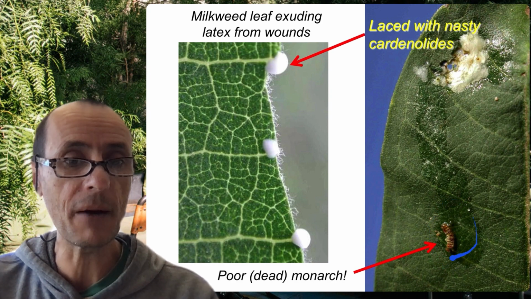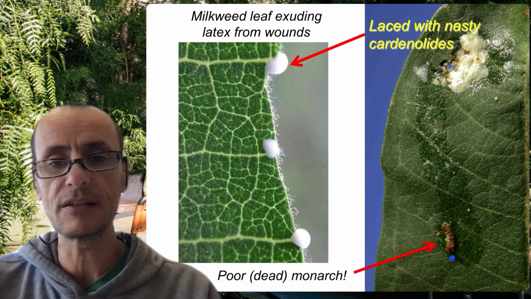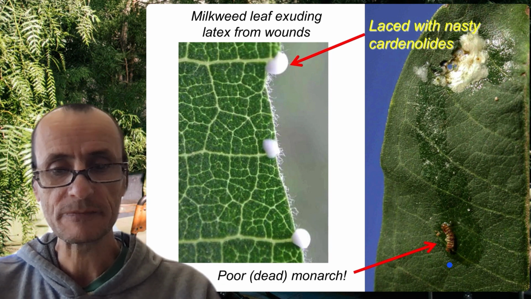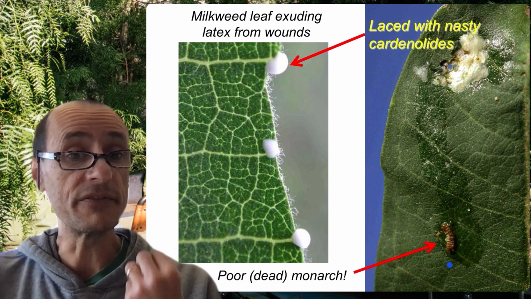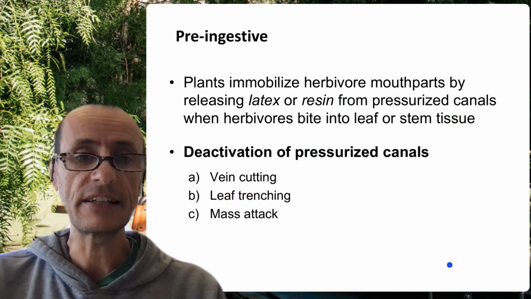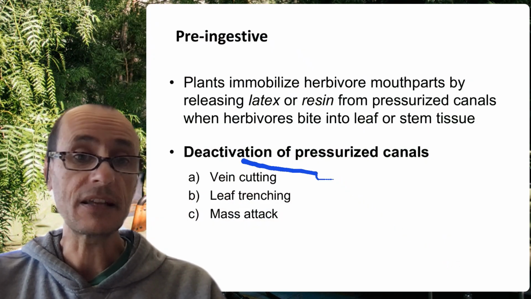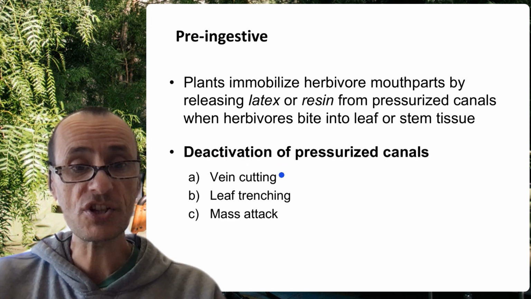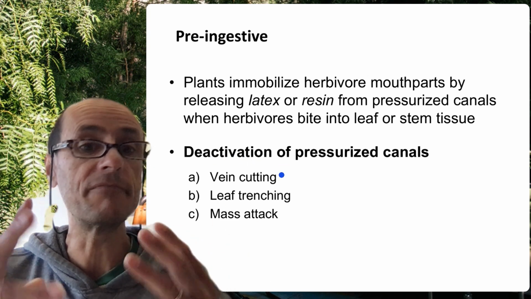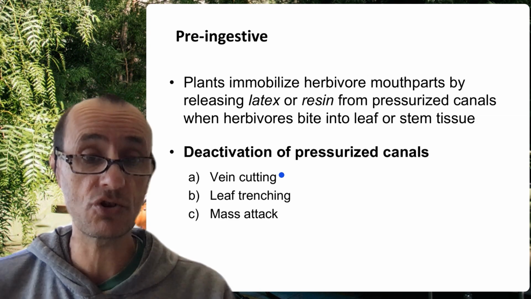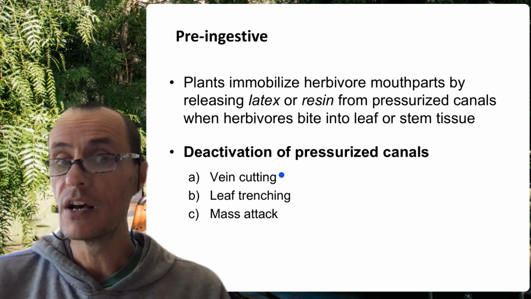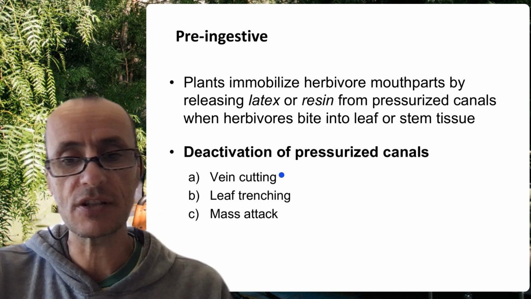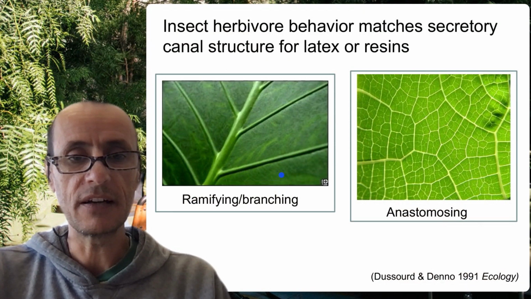But if a lot of them come out and they coat the insect or they get into the mouth parts, the smaller ones might still be susceptible to those. And so there are some insects that have actually developed ways of circumventing these latex defenses, basically by deactivating these pressurized canals, either by cutting the veins, by trenching leaves, or by mass attacking a plant. This is particularly true with trees and bark beetles, so that they just can't produce enough pressure for the resins to actually come out. So let's take a look at some of these examples.